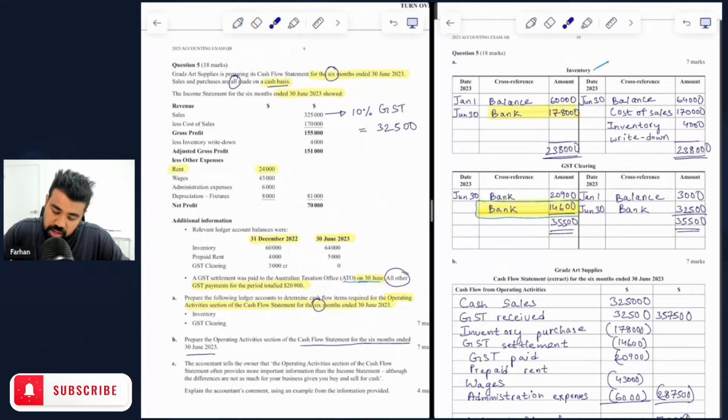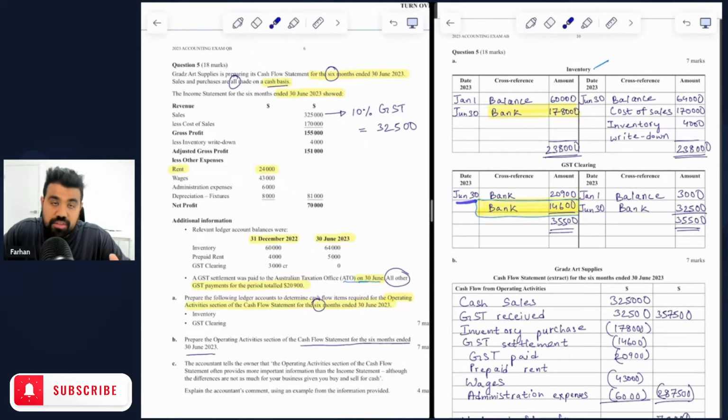That is why, for the period ending 30 June 2023, we are showing $20,900 that we have paid using our funds in the bank. The reason we're writing bank is because we have paid it. It explicitly mentions all other GST payments, so payments here refer to the cash outflow from the bank. That $20,900 is included on the debit side because it represents a reduction in the amount of GST liability that we have to the ATO.